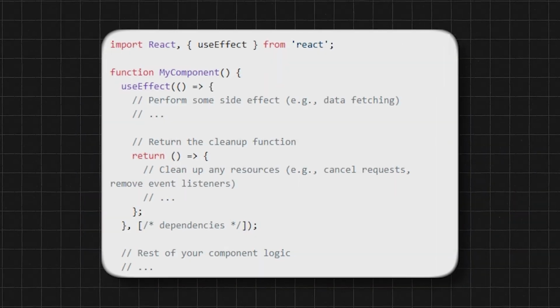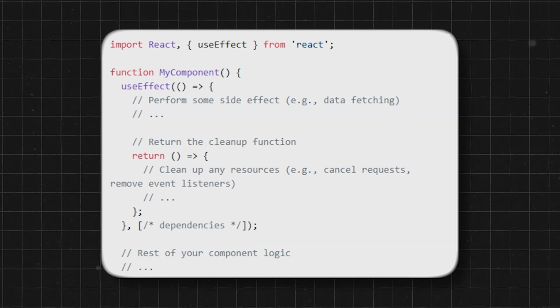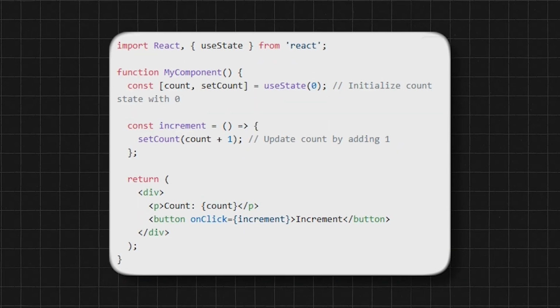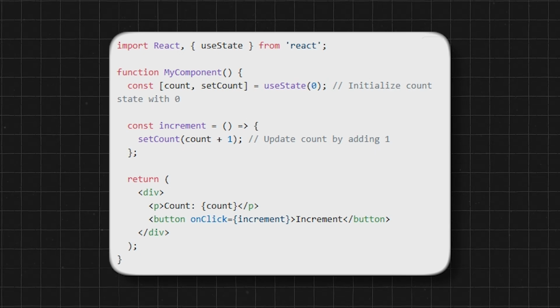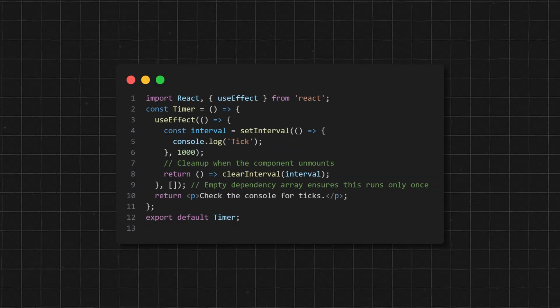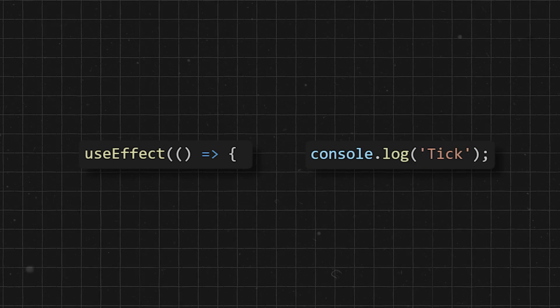This is all well and good, but what happens if you want to clean up a bunch of junk? Sometimes you want to clean up side effects, especially when your component unmounts, or rerun them only when specific values change. You can control these behaviors with useEffect dependencies and cleanup functions.